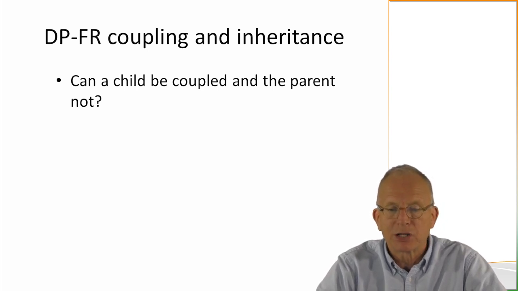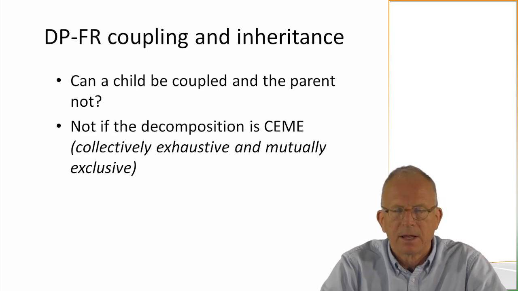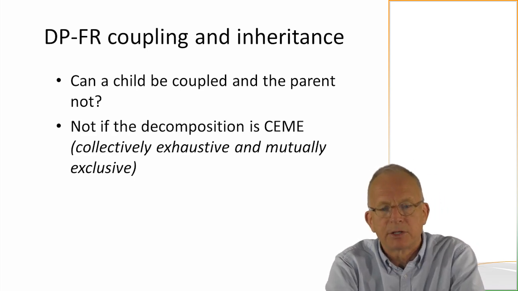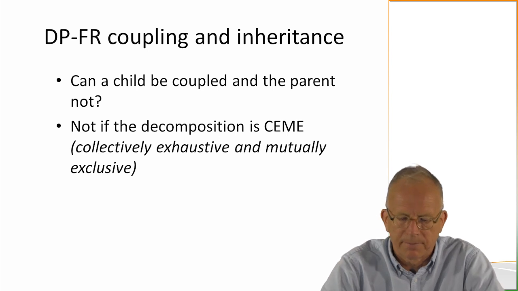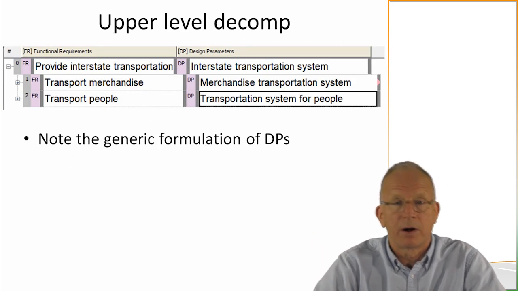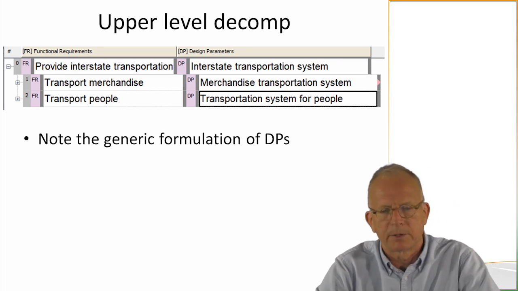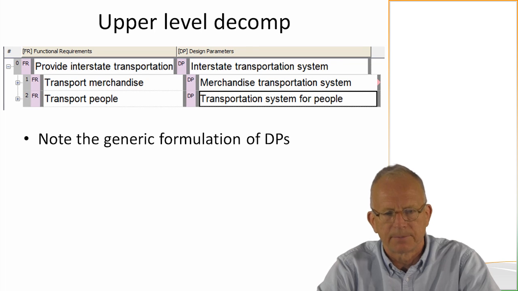So can a child be coupled and the parent not? No. Not if the decomposition is collectively exhaustive, because that would mean that the child must be part of the parent. So as long as the sum of the children is exactly equal to the parent, if the children are coupled, the parents must be coupled. So let's take a look at an example.